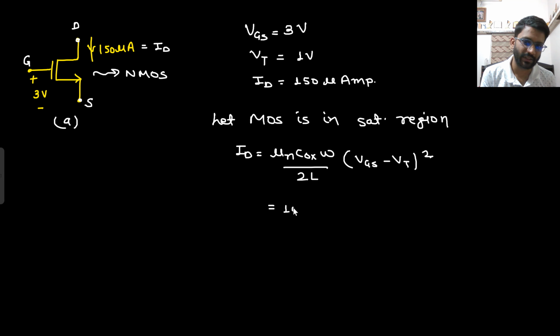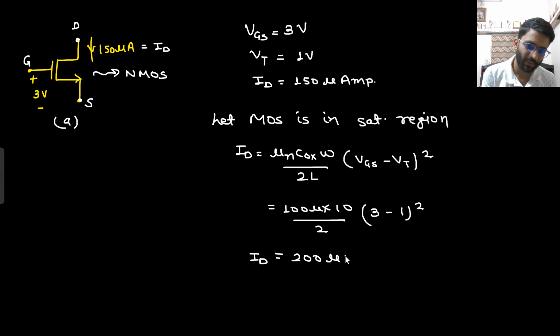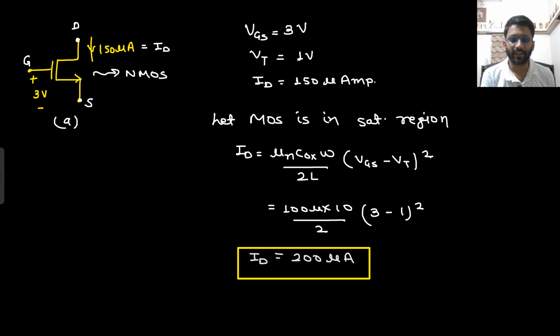What is the value of mu n Cox? Here it is 100 micro. W by L is 10 by 2. Vgs value is fixed, minus Vt value is 1. So what do you get? ID value you get is 200 microampere. So what did you get to know here? That if the MOS was working in saturation region, the current would have been 200 microampere. But the given current is 150 microampere. That means it is not working in saturation region.